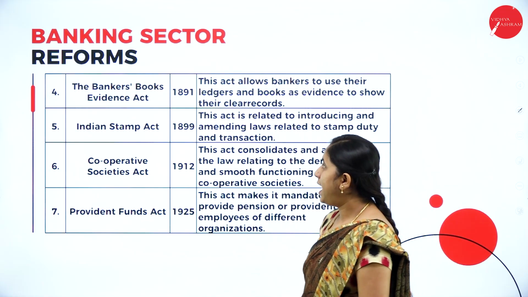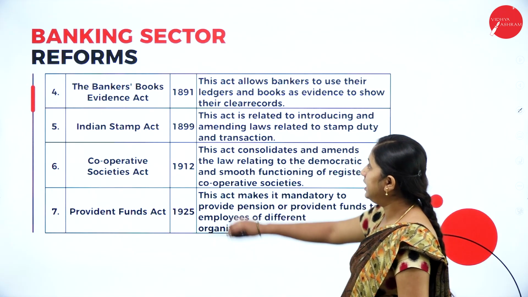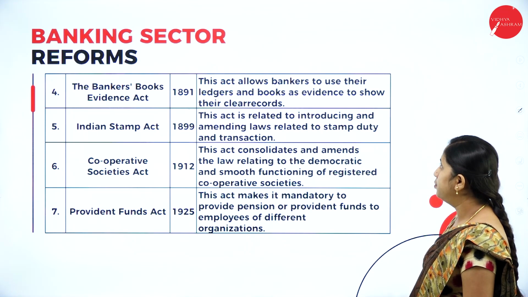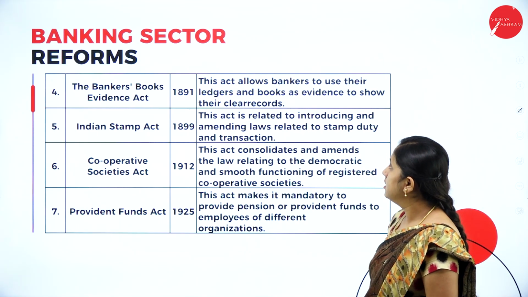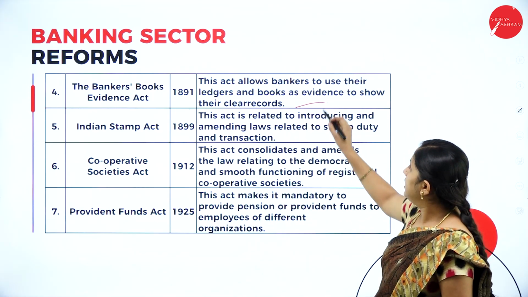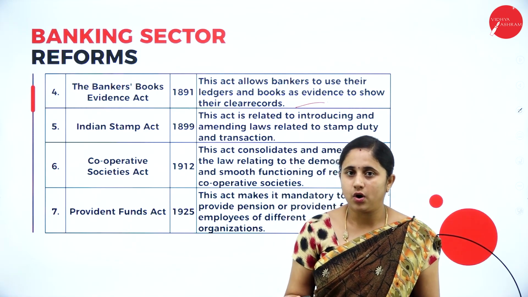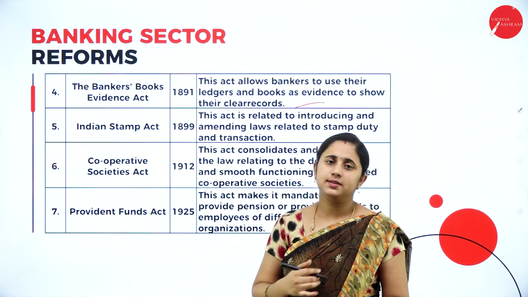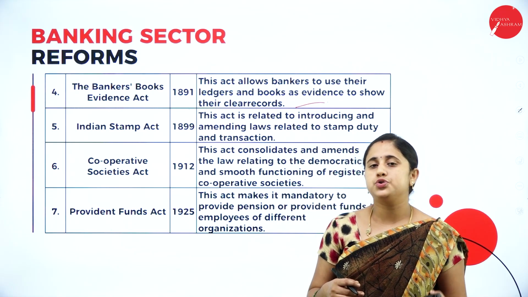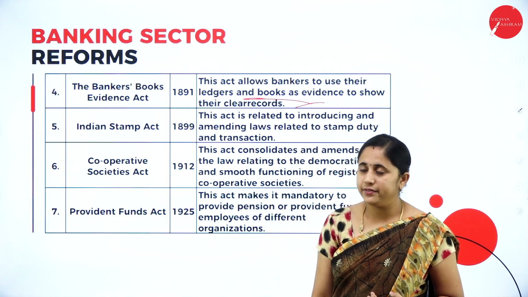Next one, the Bankers Books Evidence Act 1891. This act allows bankers to use their ledger and books as evidence to show their clear records. So this act allows the banker to show them as a record. They can use the ledger and books as evidence.